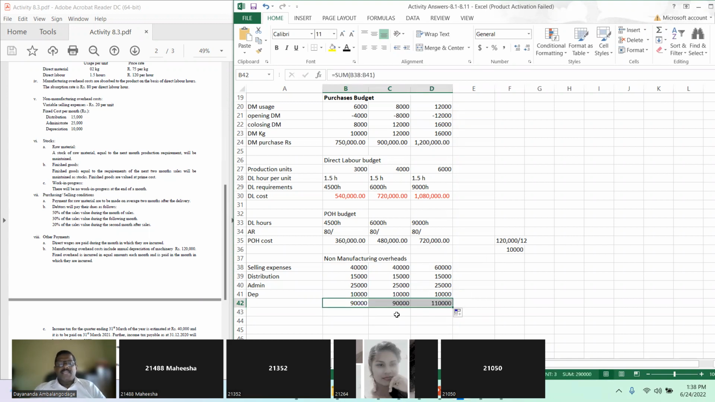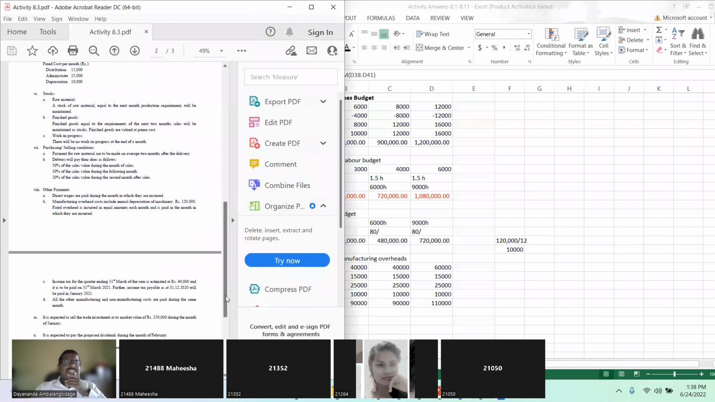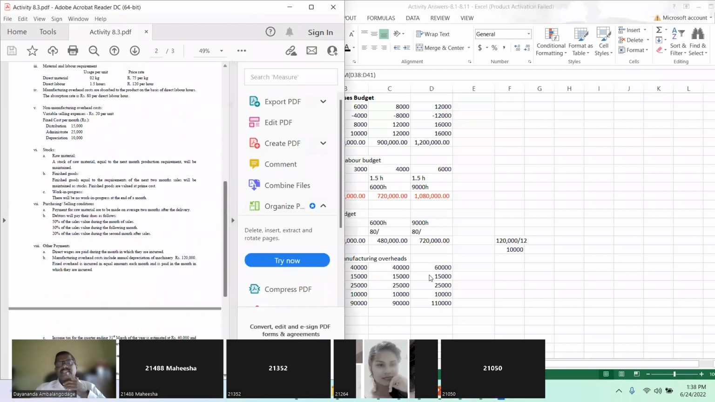And remember, this is the total. Even though this is 90,000, it has an impact on cash flow, but we need to remove this 10,000 from the 90,000. So actually the cash flow would be 80,000, 80,000 and 100,000. So that is all about the budget.